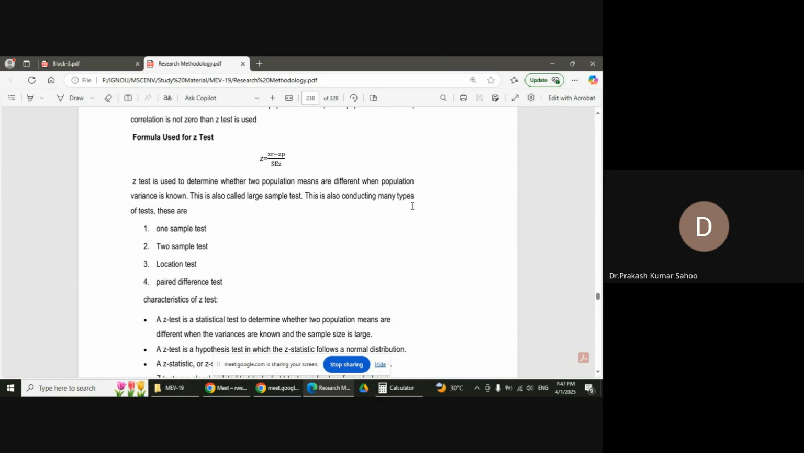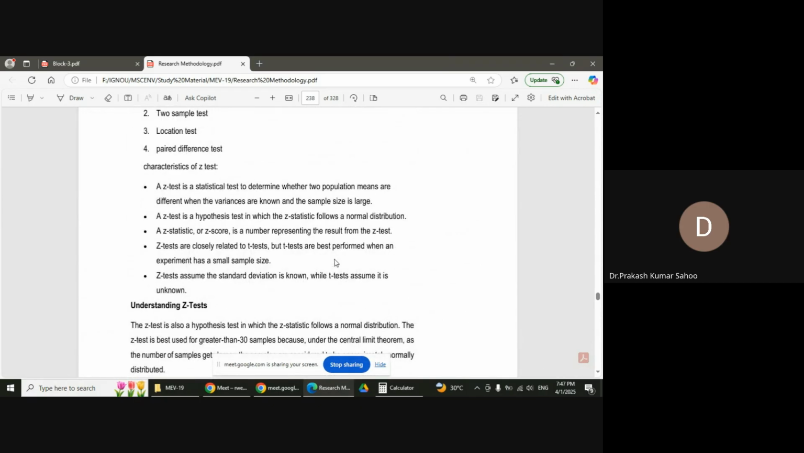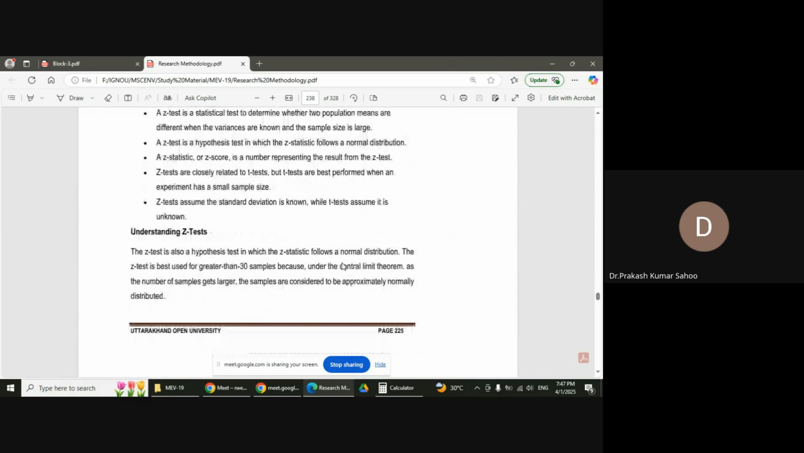This is also used for conducting many types of tests: one sample, two sample, location test, pair difference test, etc. So a Z test is a statistical test to determine whether two population means are different when the variances are known or sample size is large. It is a hypothesis test tool in which Z statistics follows a normal distribution. So just go through these things.